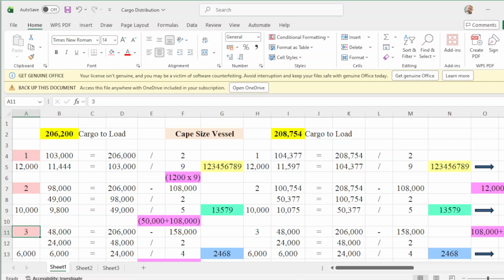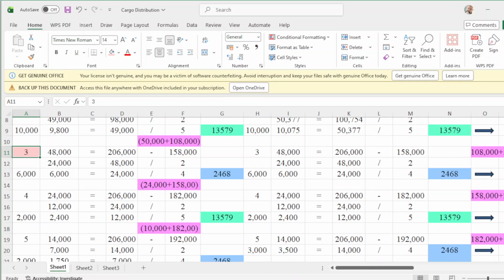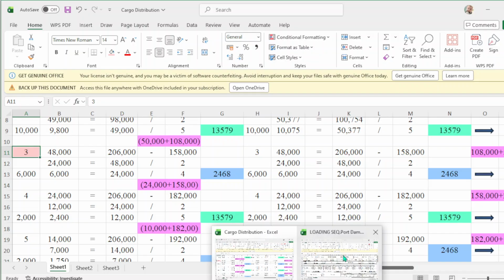We're now in number 3. So 158,000 minus your total amount of cargo, 206,000, that will be 48,000. You get the one half of 48,000, that will be 24,000. So 24,000, you distribute this to holds 2, 4, 6, 8. So 24,000 divided by 4, that will be 6,000. So 6,000 for each hold of 2, 4, 6, 8.